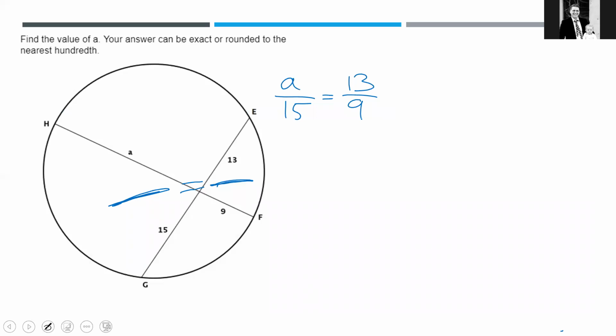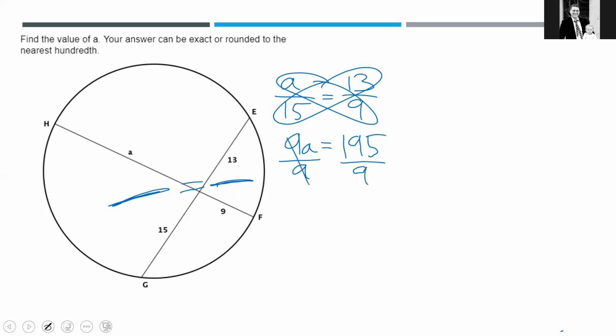From here, we want to cross multiply. So 9A will equal, because we'll have 9 times A, we'll have 13 times 15, which is 195. So let's divide each side by 9. And A will equal 21.6 repeating. There's our answer.